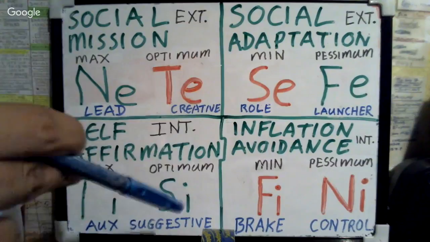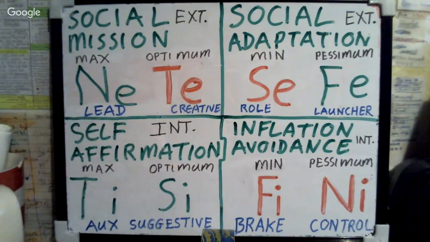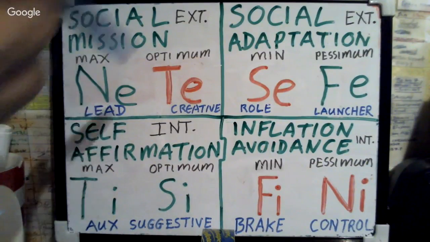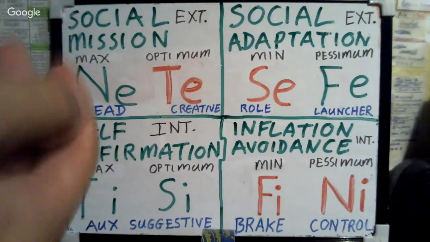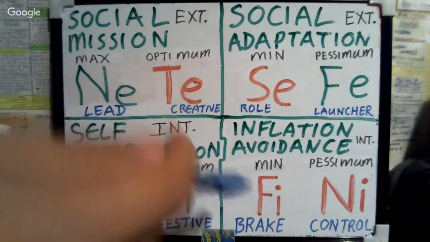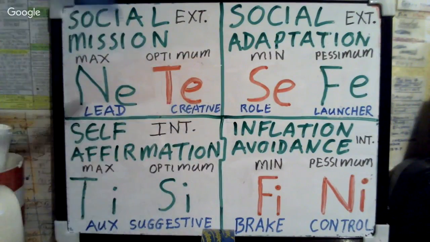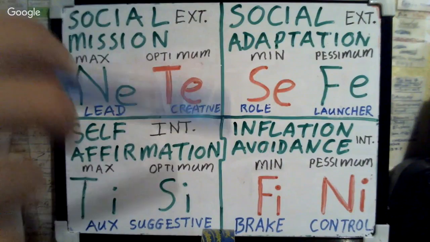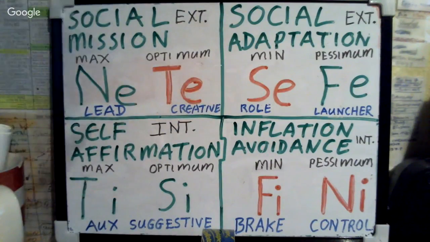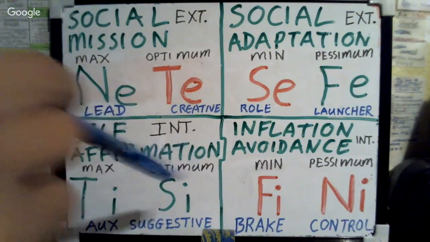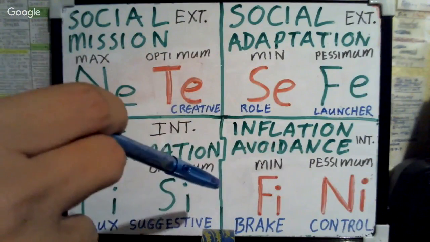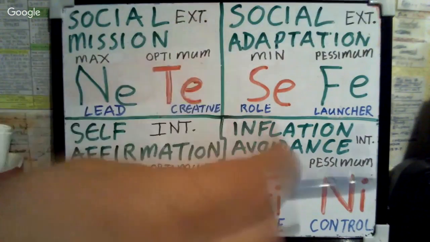They're not very good at judging interpersonal distance. Plus, when they're doing the devil's advocate thing, that can ruin trying to get connection. Also, it's going to be harder for them to get connection because they're so abstract and most people aren't. Inflation avoidance block. Now, Ni control.